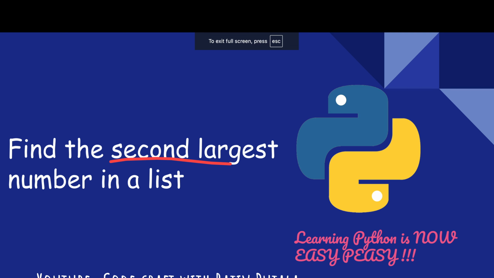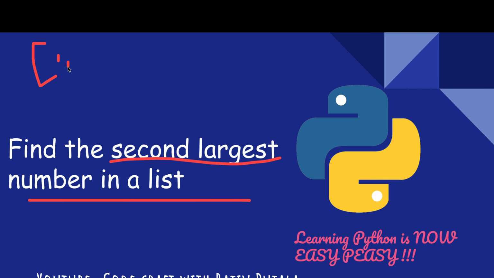Hello all, in this video let's take a look at how we can find the second largest number in a given list. For example, let's say we have a list of 1, 20, 25, 25, so it has to find the second largest number. The largest number over here is 25. It has to find the second largest number, which is 20. So let's see how we can do this one.